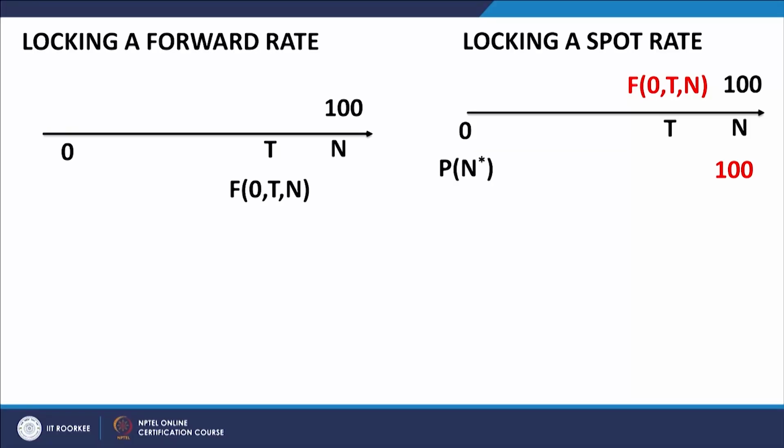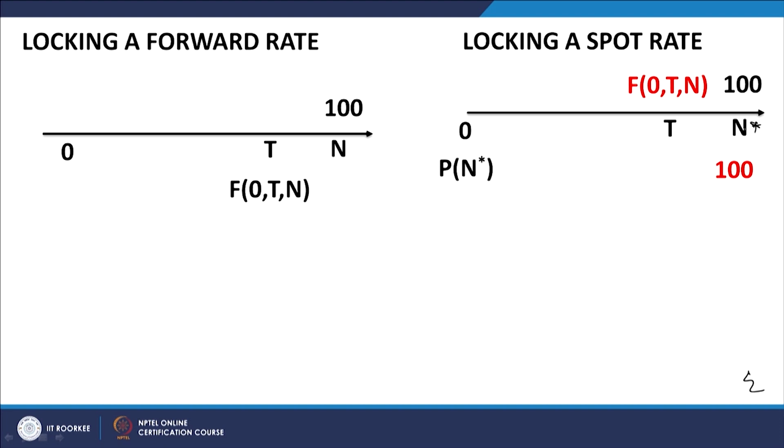Let us now look at a different scenario. How does it lock a spot rate? Let us say I have a T-bill with me, it has a maturity of n star. So we are talking about the locking of a spot rate. We just discussed the locking of a forward rate. Let us now discuss how a position in T-bill futures enables us to lock a spot rate.